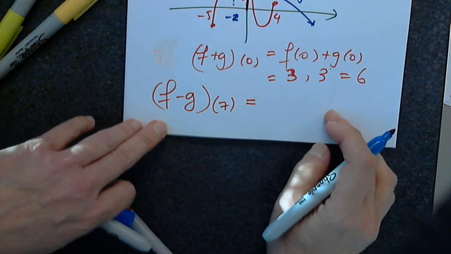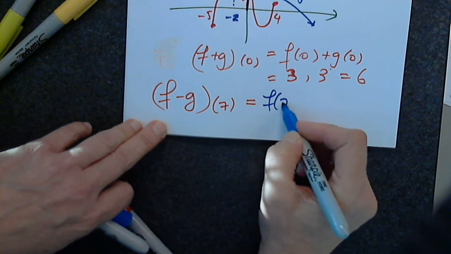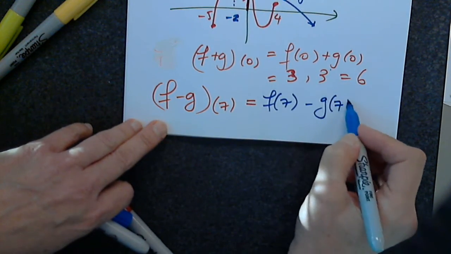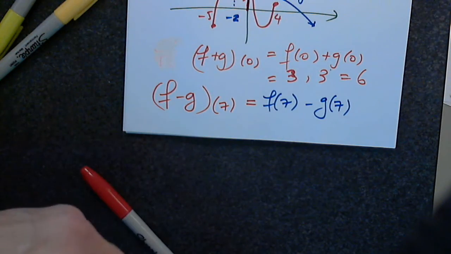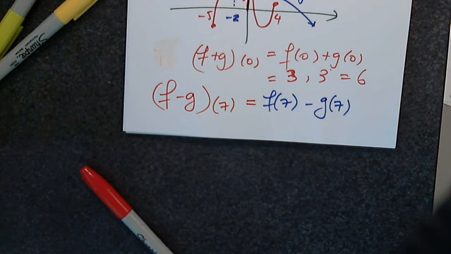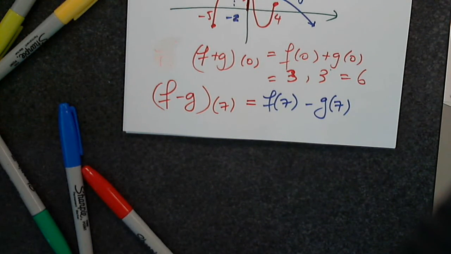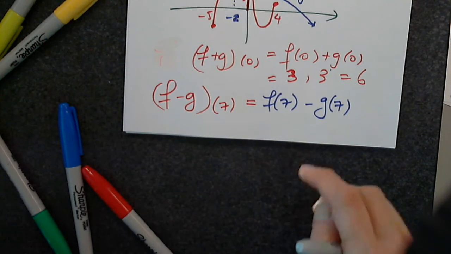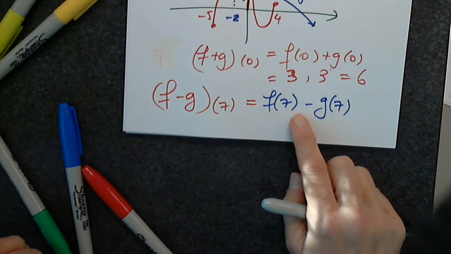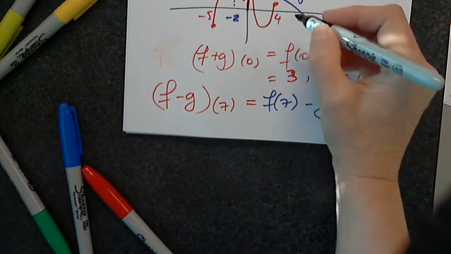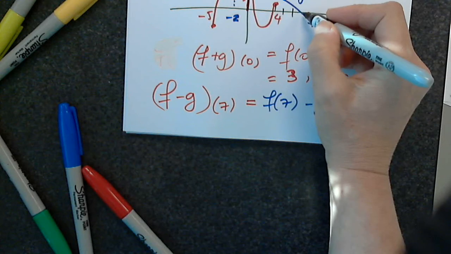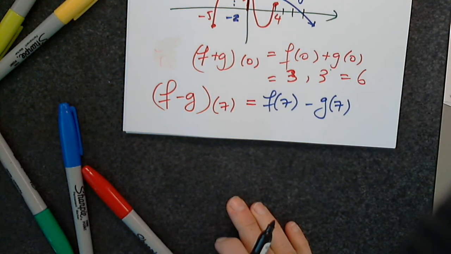So what do I have to write first? F of 7 minus G of 7. Perfect. And now let's look at the graph. What do you conclude? F of 7. So this is 4, 5, 6, 7. How much is f of 7?